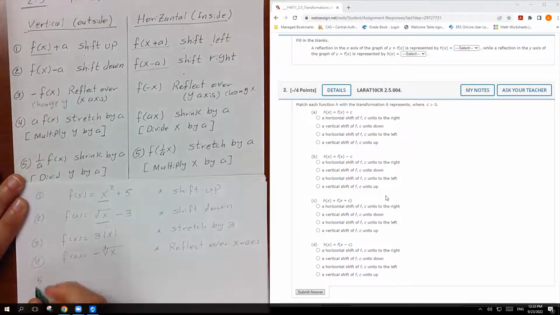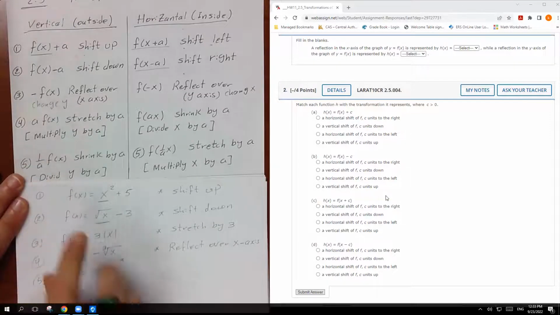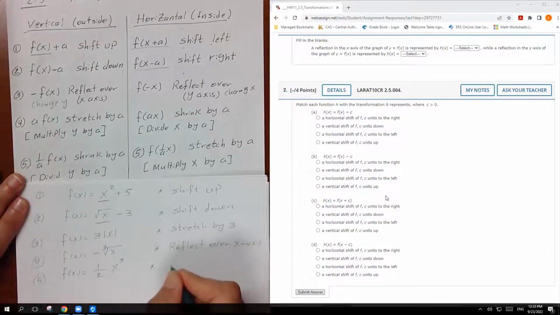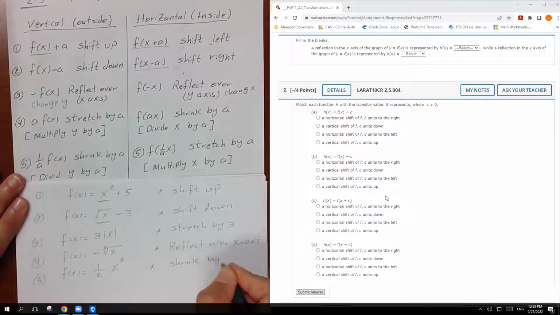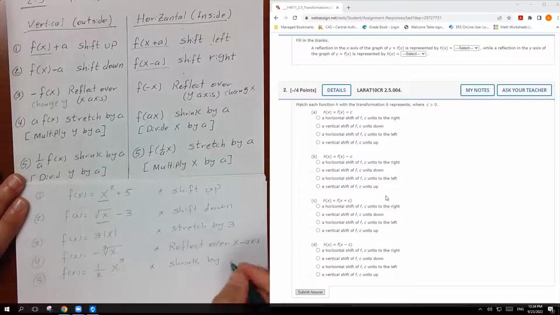Let's do another example. If you have f of x equals 1 over 2, let's say x squared or x cubed. 1 over a outside the basic function is like number 5. So in this case, it's going to be shrink by, not 1 over 2, shrink by a. A is the number here, which is 2. So shrink by 2.